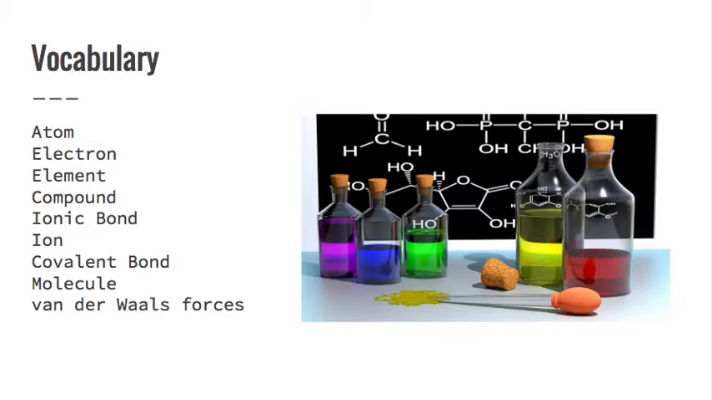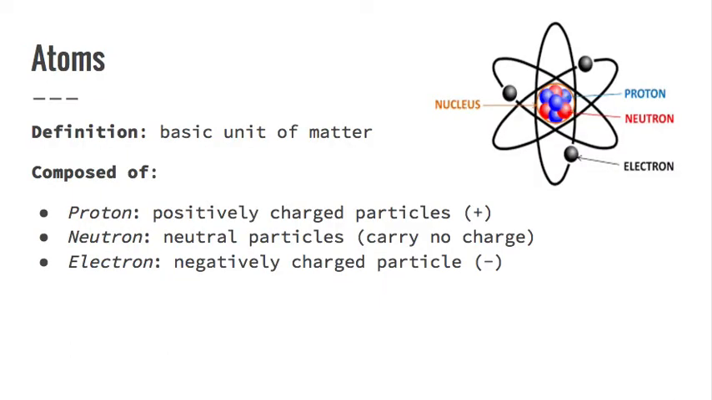Alright, so to dive right into it, why is chemistry important when we talk about biology? Because it's the foundation of how everything gets put together and how we work at our most basic level. And the basic unit of matter is called the atom. It's composed of three parts: a proton, a neutron, and an electron. Protons are positively charged particles. Neutrons carry no charge at all. And electrons are negatively charged particles.